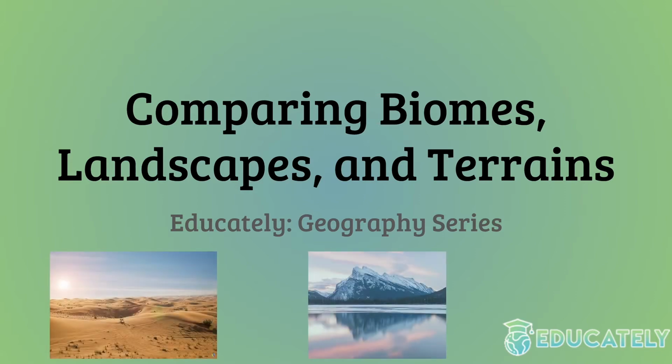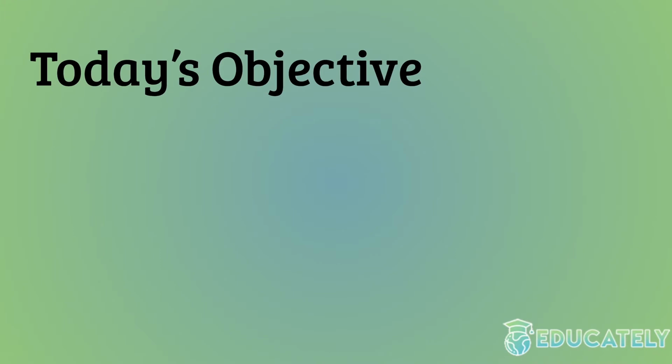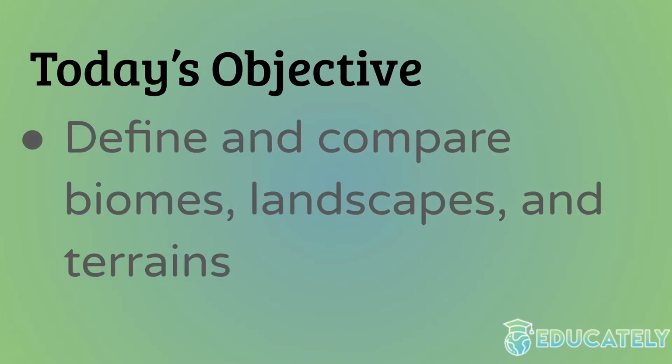Today's objective is pretty simple. There's only really one thing. We're just going to define and compare the three terms: biomes, landscapes, and terrains. Talk about their correct definitions and give some examples. So let's get started. We're going to start with biomes.